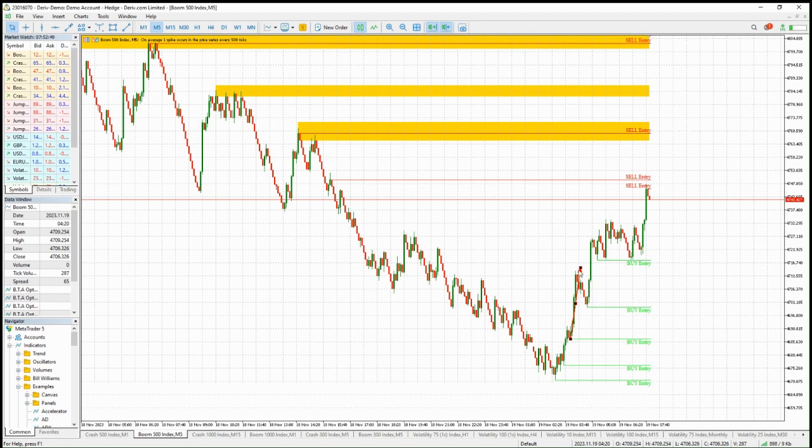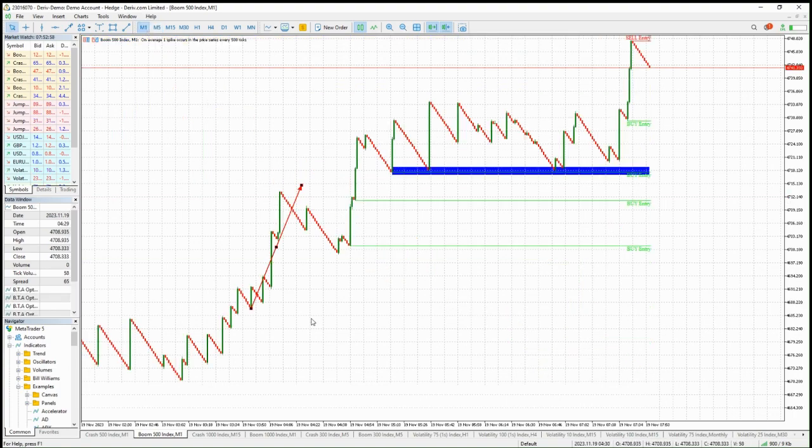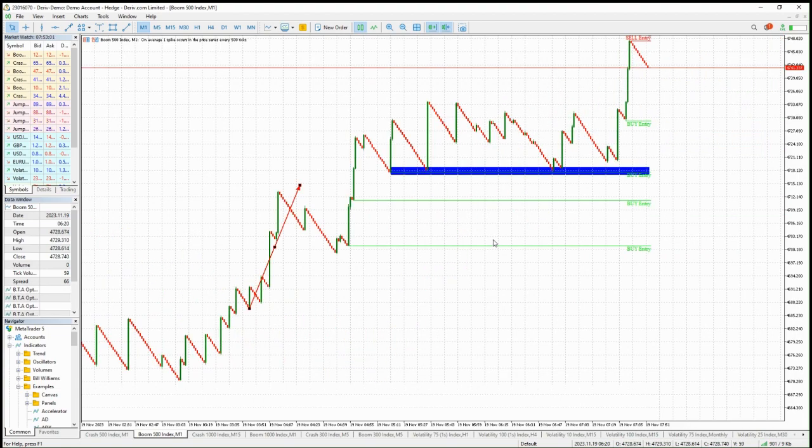So I've marked this level, right? It starts from here. This is where we actually got our entry, right? I'm going to go to my 1 minute time frame and look for that arrow so that you can see the spikes that followed. Okay.